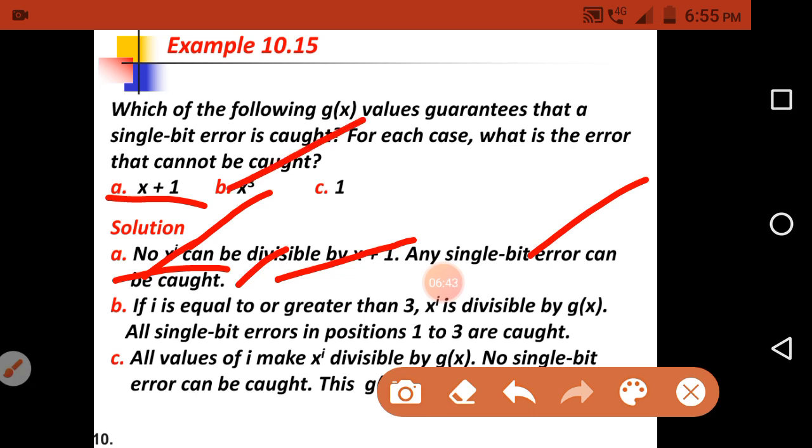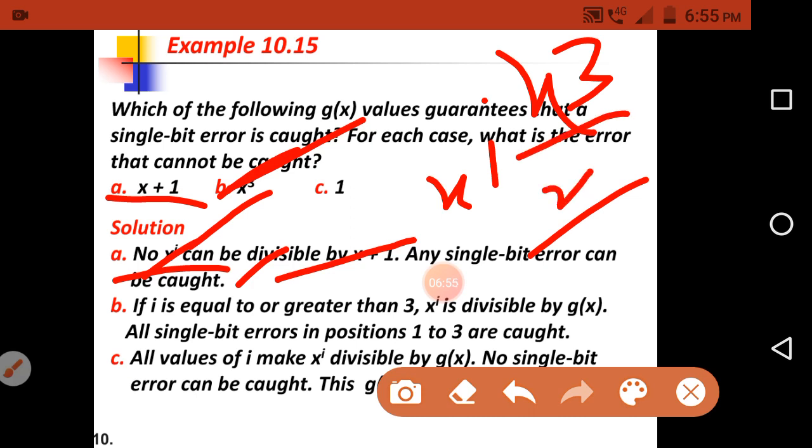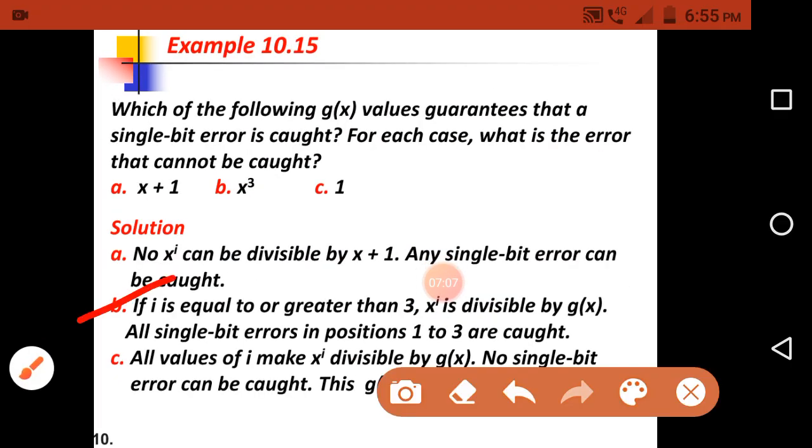Okay, next you have to take x cubed. If the error is x raised to i, where the i value is 3, and here the generator is also x cubed, then x cubed divided by x cubed gives remainder 0. Remainder 0 means the single bit error cannot be detected. That's why they said that if i is equal to or greater than 0, then x raised to i is divisible by g(x), which means the single bit error cannot be detected.